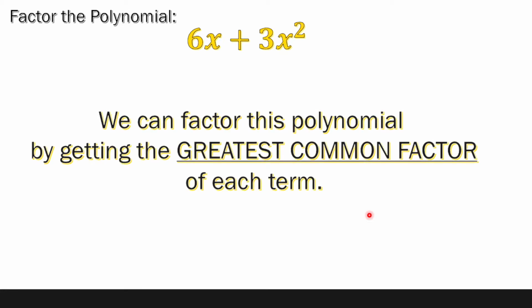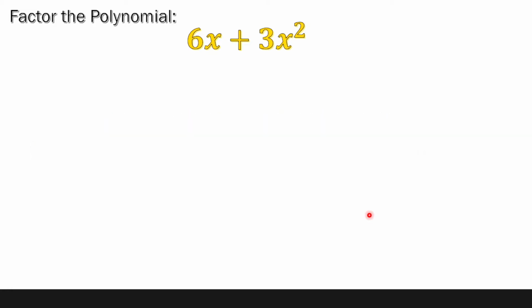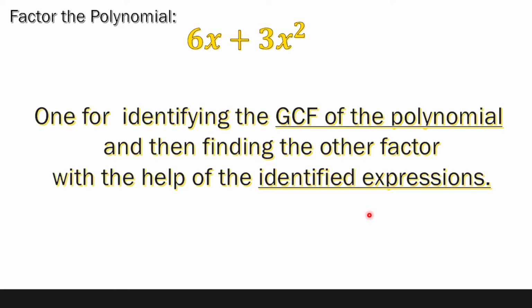Okay? So, let's have an example na magtulong tayong magsagot. So, factor the polynomial 6x plus 3x squared. So, remember, we can factor this polynomial by getting the GCF of each term. Okay? Each term. So, 1 for identifying the GCF of the polynomial and then finding the other factor with the help of identified expressions. So, hahati natin ito sa dalawa.